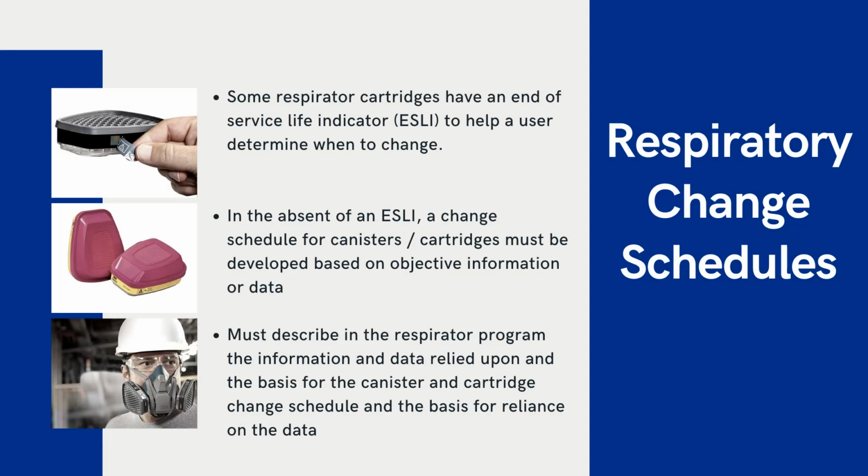OSHA requires employers to evaluate the written respiratory protection program to ensure it is being properly implemented and regularly consult with employees to ensure that they are using respirators properly. Factors to assess include, but are not limited to, the following: effectiveness of the program, respirator fit, appropriate respirator selection for the hazards to which the employee is exposed, proper respirator use under the workplace conditions the employee encounters, and proper respirator maintenance.